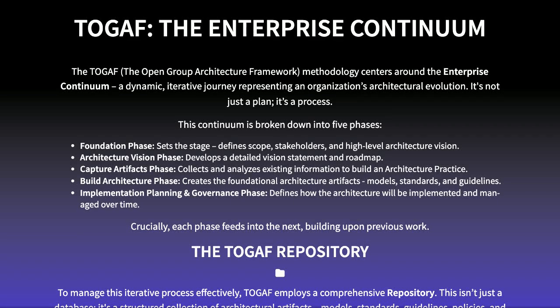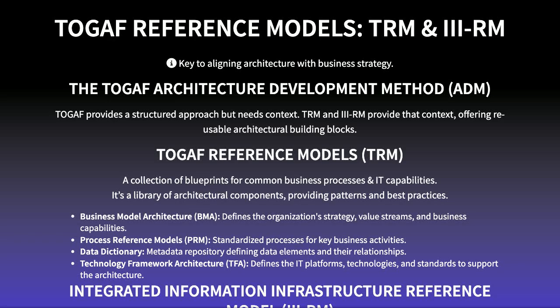Let's talk about the heart of TOGAF, the enterprise continuum. Think of it like a journey, not just a static blueprint. It's an iterative process that guides organizations through architectural evolution. The continuum is made up of 5 phases, each building upon the last, from defining initial scope to implementing and governing the architecture. And to keep everything organized, TOGAF uses something called the repository, which isn't just a place to store documents. It's a structured collection of all the architectural artifacts needed throughout the entire process, including models, standards, and guidelines.